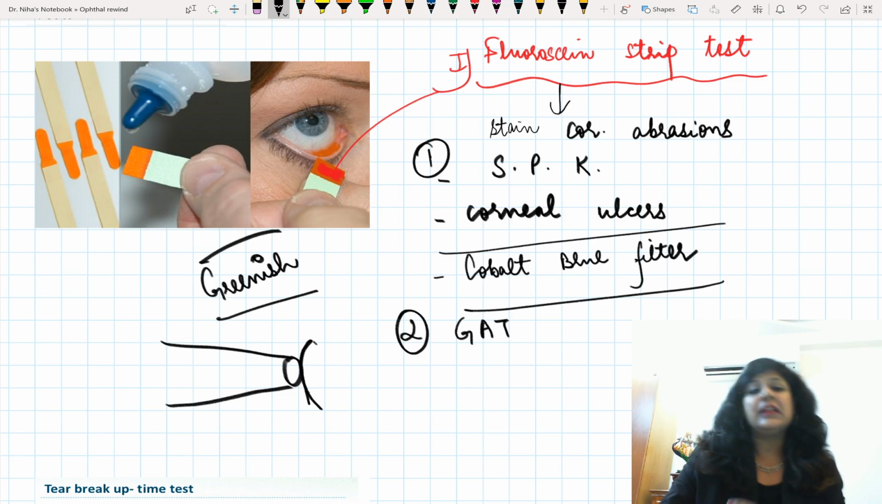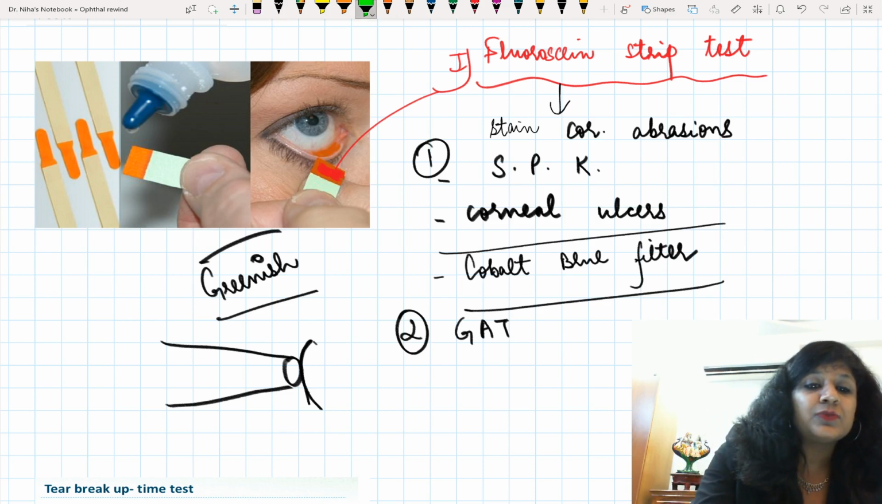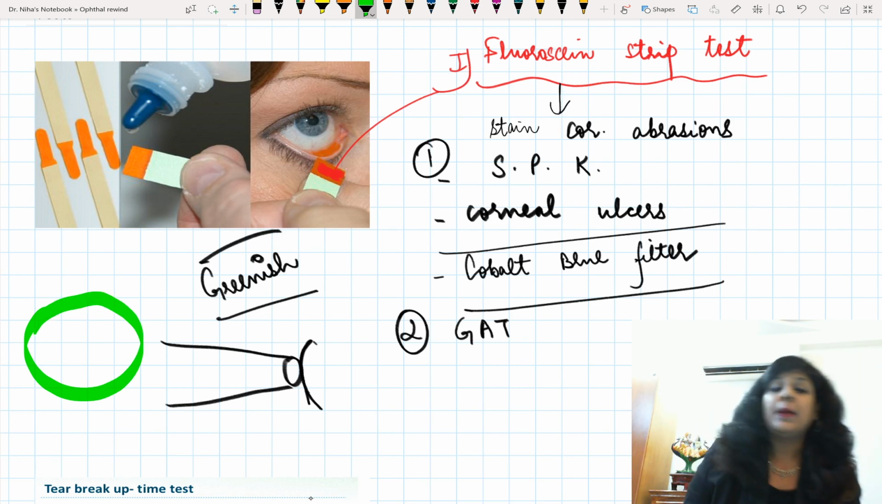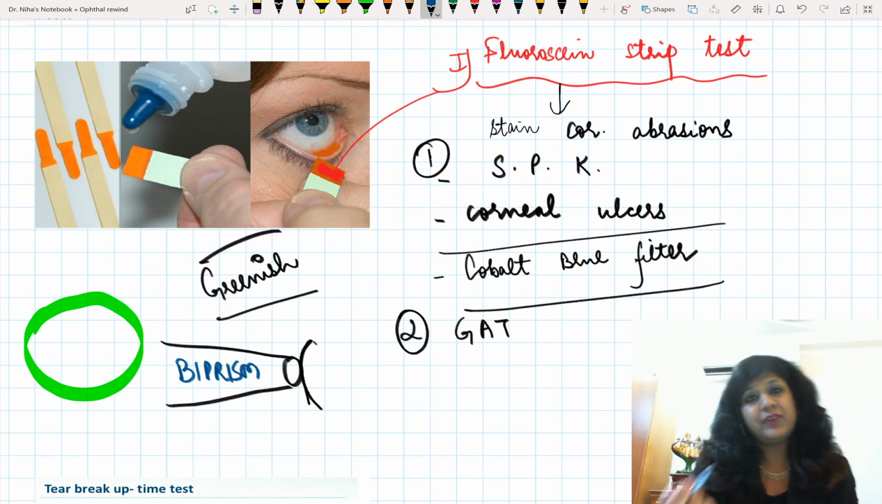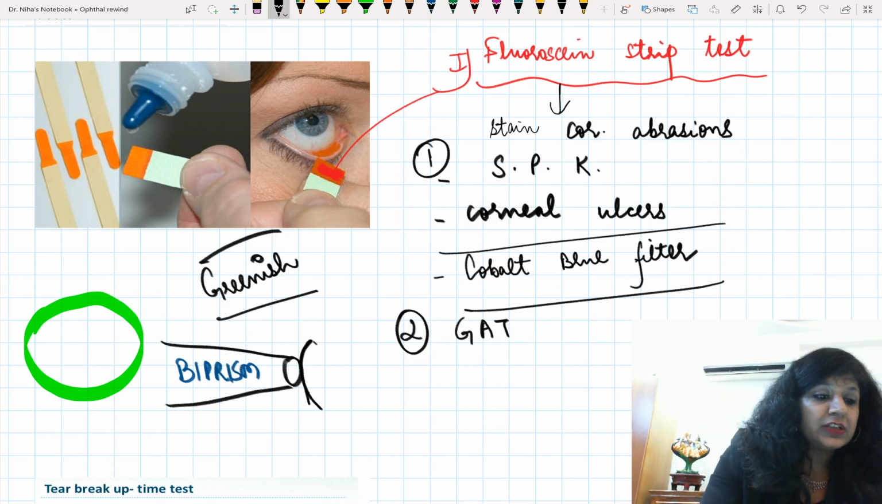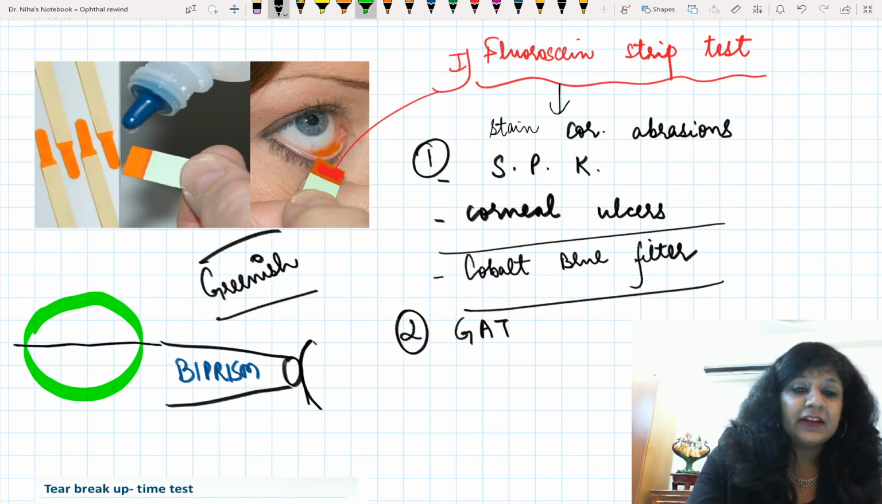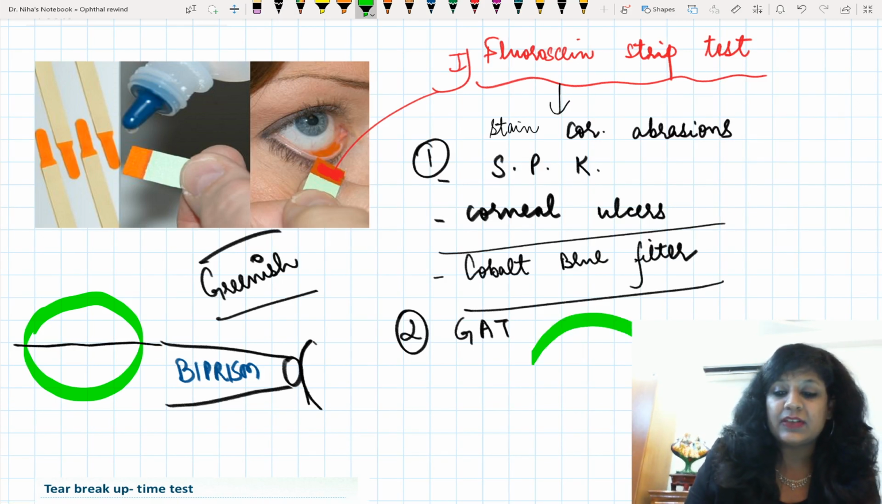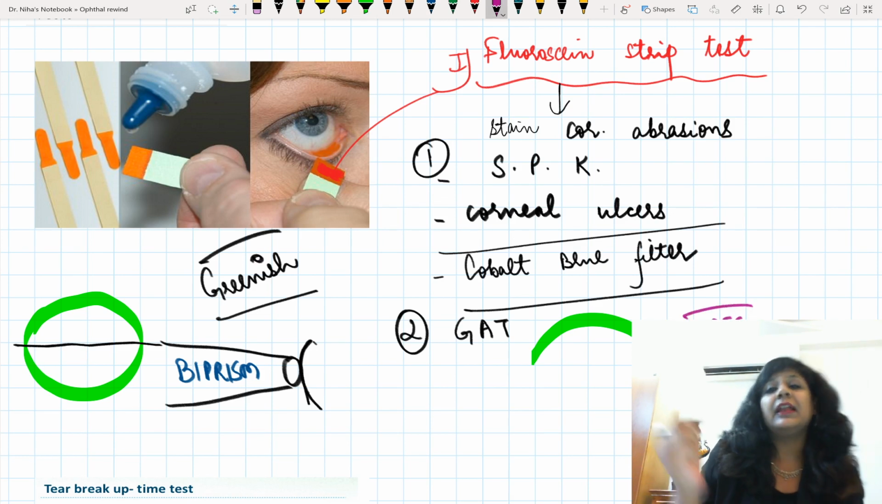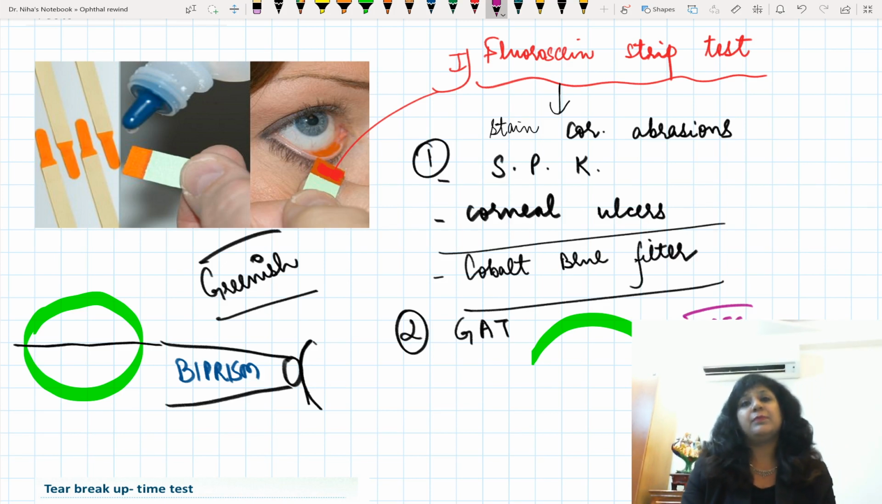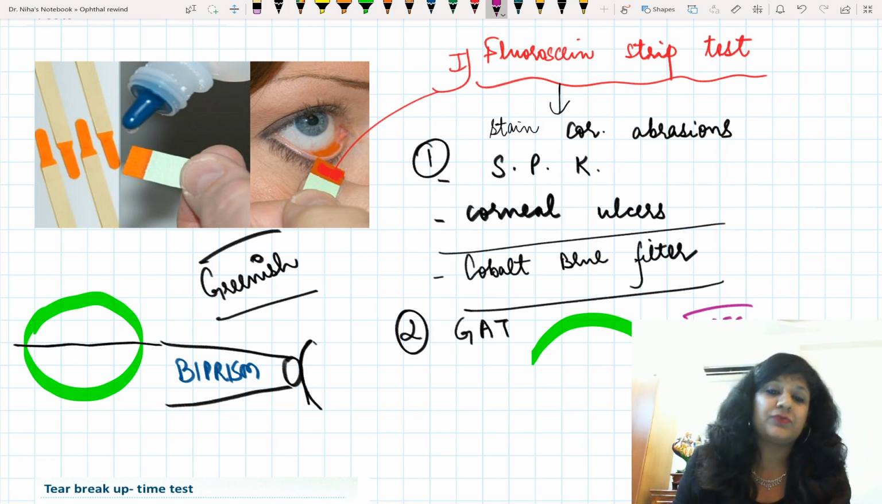Now this circle is greenish in color. Why is it greenish? Because we are using the fluorescein stain. But we know that this contains the biprism. Biprism means double prism. So the circle will be split, and that is why we get two semicircles, something like these. These semicircles are called the mires. So with the help of this fluorescein stain, you are able to do Goldmann applanation tonometry also.